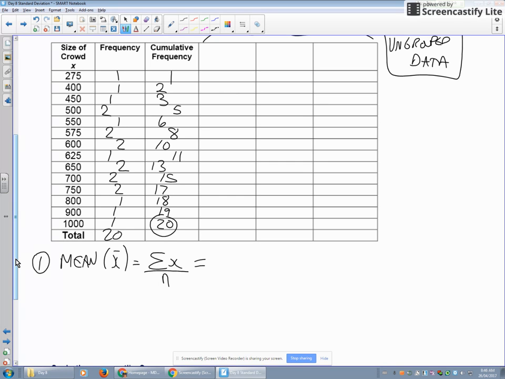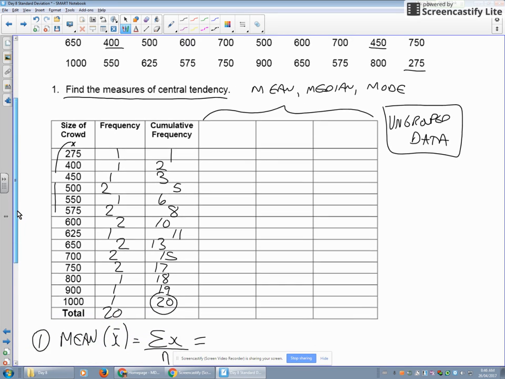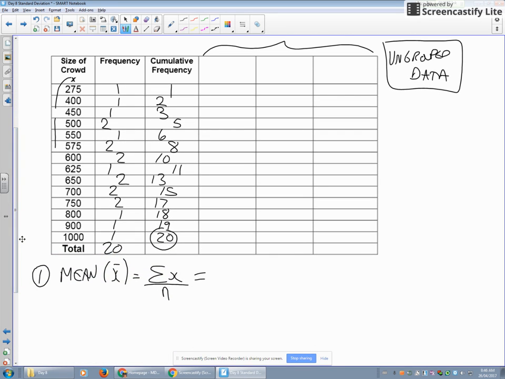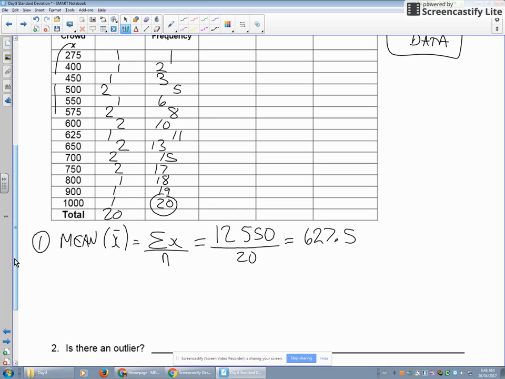So we have to add up all of those different values, 650 plus 400 plus 500. When we do that, I believe that we get 12,550. And then there's 20 estimates that have generated that. This gives us a mean of 627.5. So the average or the mean estimate is that there are 627.5 people at the game.